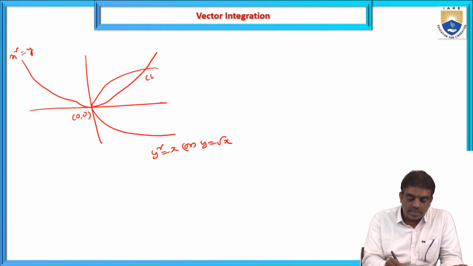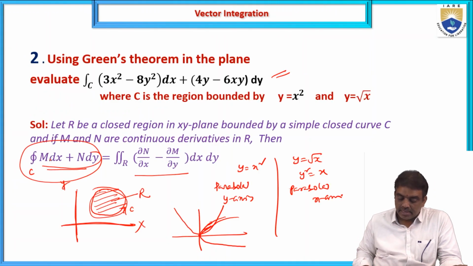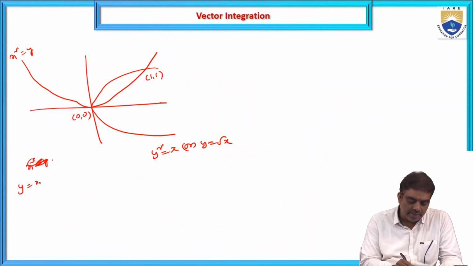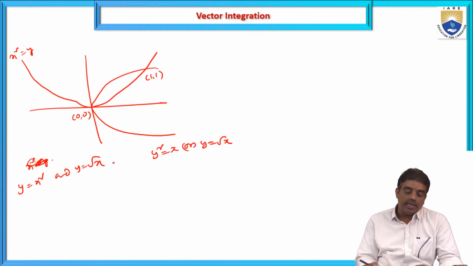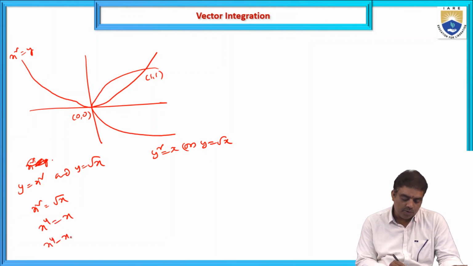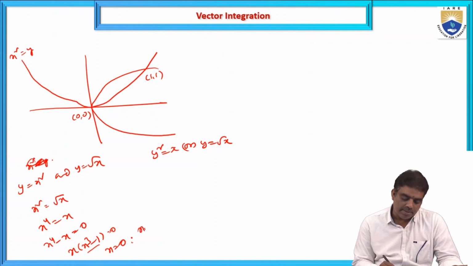When you solve the two equations, y is equal to x square and y is equal to root x, we get x square is equal to root x, or x power 4 is equal to x, or x power 4 minus x equals 0, x into x cube minus 1 equals 0. So x is equal to 0 is one root. This is a cube minus b cube, so a minus b, x minus 1 equals 0. So x is equal to 1 also.